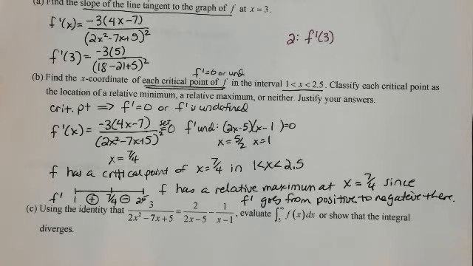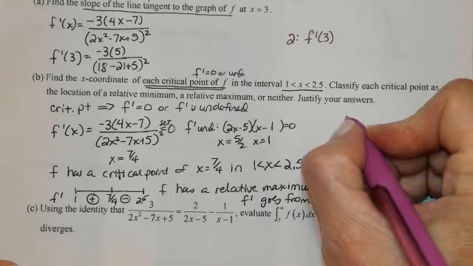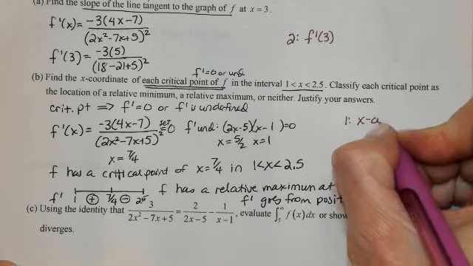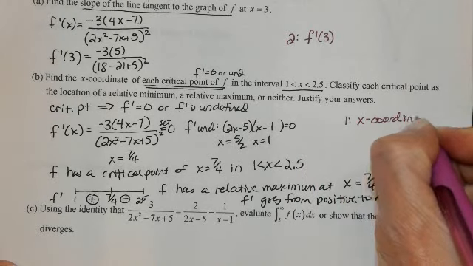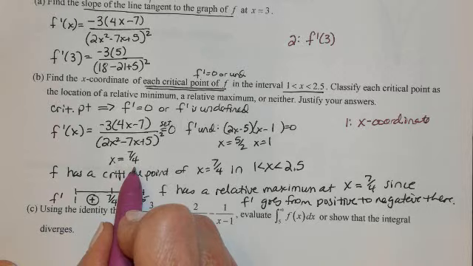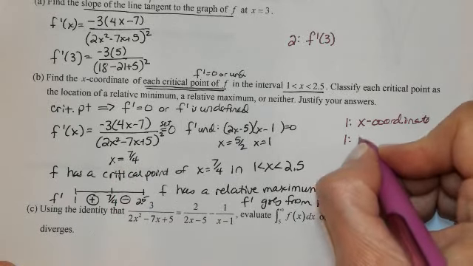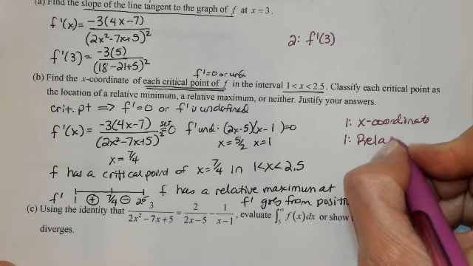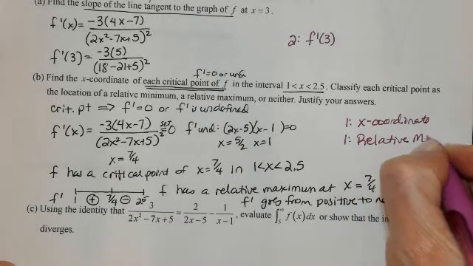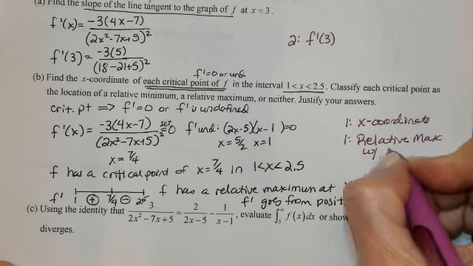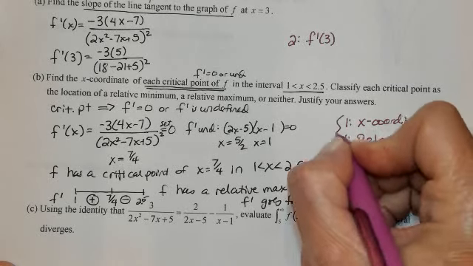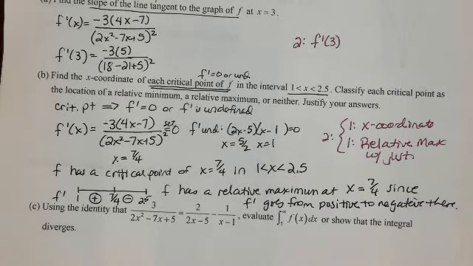The way this was scored back in 2017, they gave 1 point for that x coordinate, the 7/4, and they gave 1 point for saying it's a relative max with justification. So 2 points for that part of the problem. All right, on to part C.